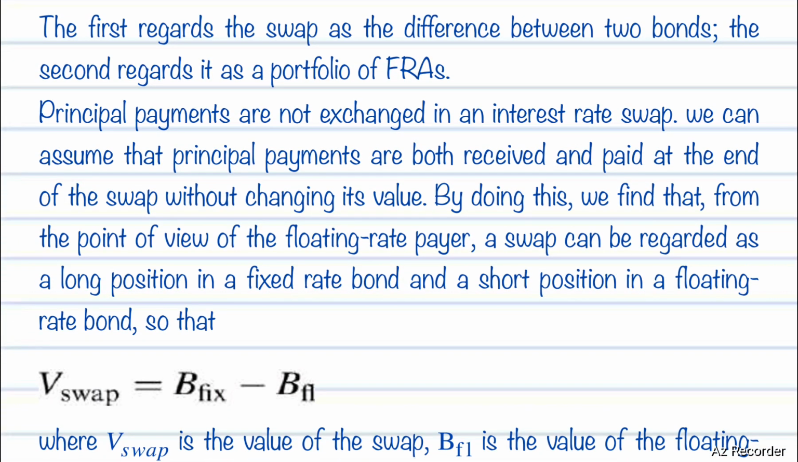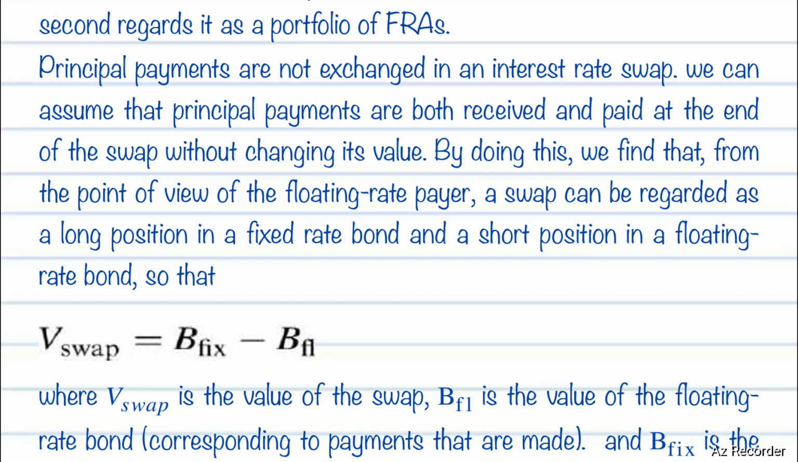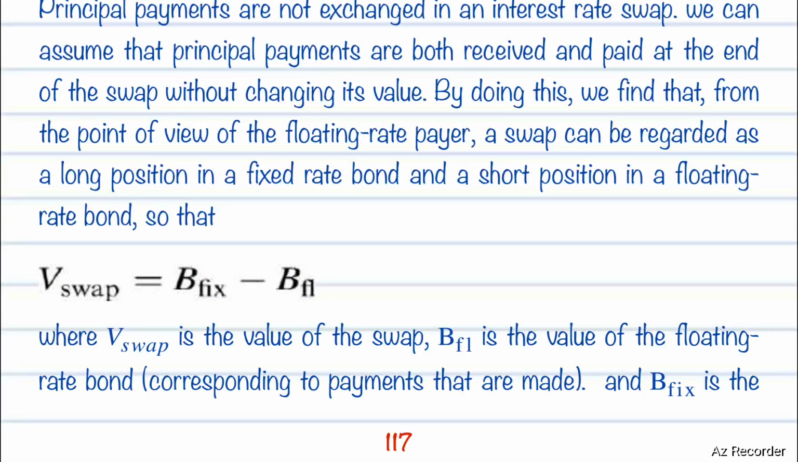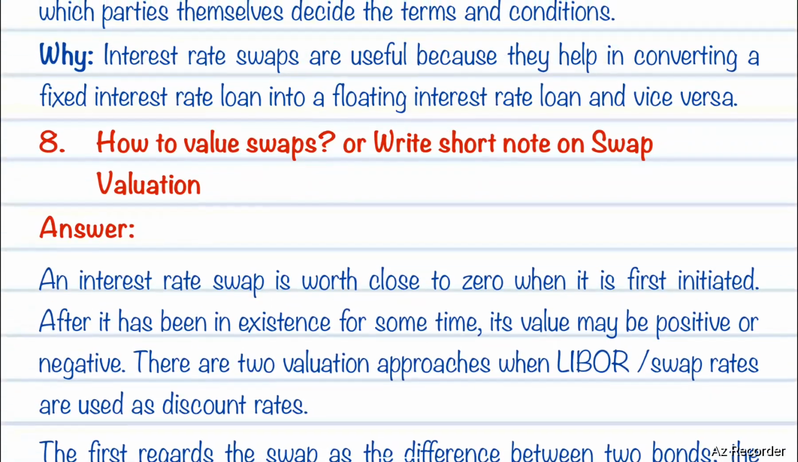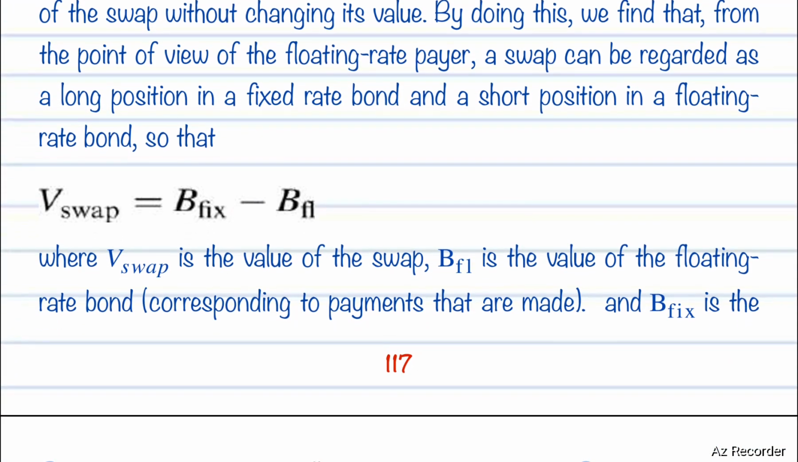Principal payments are not exchanged in an interest rate swap. We can assume that principal payments are both received and paid at the end of the swap without changing its value. By doing this, we find that from the point of view of the floating rate payer, a swap can be regarded as a long position in a fixed rate bond and a short position in a floating rate bond. So that VSwap, the value of swap, equals fixed rate bond minus floating rate bond.